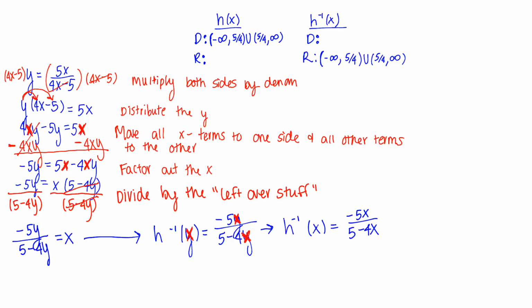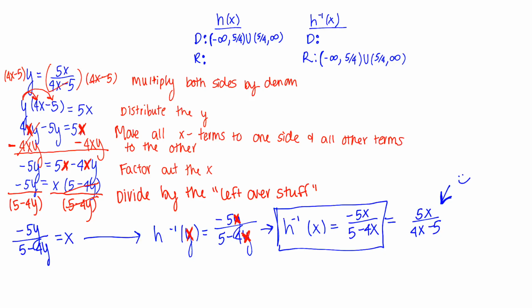Now, I'm just going to tell you, if during this step, instead of moving the 4xy over, you moved 5y to the other side and moved 5x to this side, you would probably get the answer 5x over 4x minus 5, and those are the same answer. So if you did this on your own and got this answer, that is A-okay. That's what would happen if you multiplied the numerator and denominator of this guy by negative 1. So here we have h inverse of x.